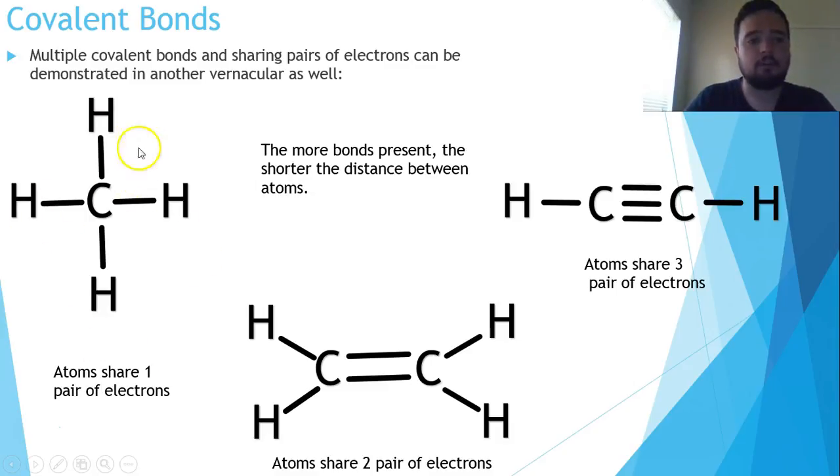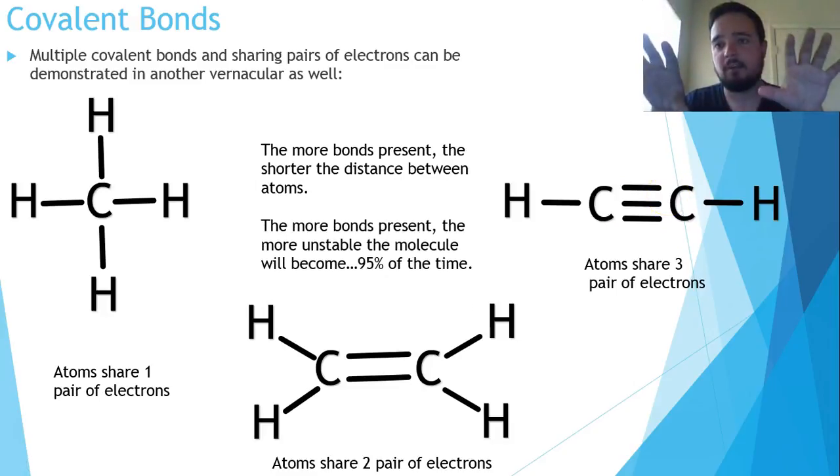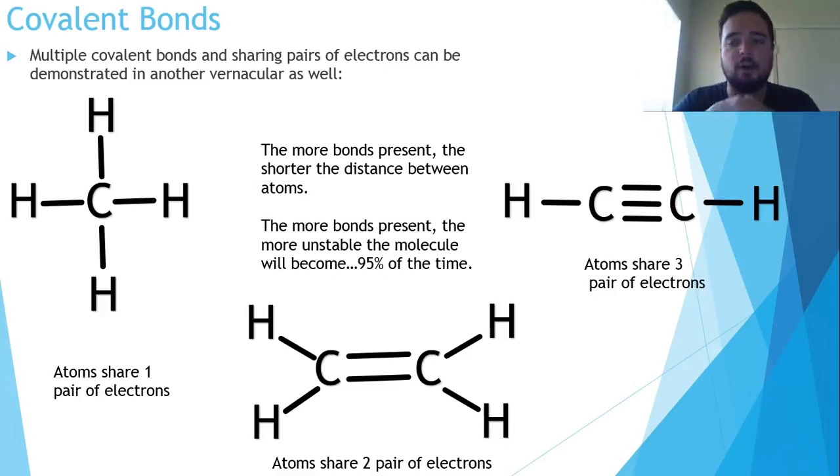So for example, this methane molecule that has single bonds is way, way more stable than this molecule over here, and is a little bit more stable than this molecule here with the double bonds. But then this double bond one is a little bit more stable compared to the triple bond. So, as the bonds become more present, the more unstable the molecule is 95% of the time. There are some exceptions, which we probably won't dive into in this class, in regards to how organic molecules form, so that other 5% is when that occurs. But for this class, just know that the more bonds you have, the more unstable it will become.